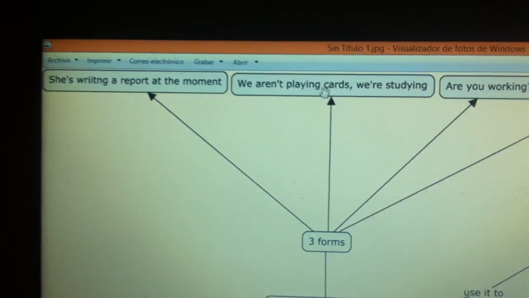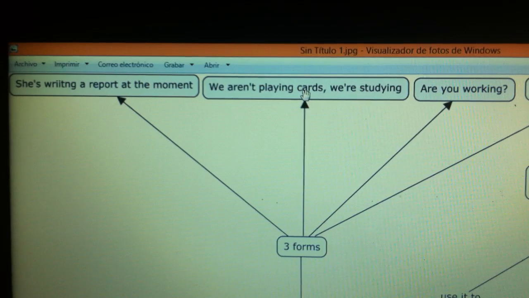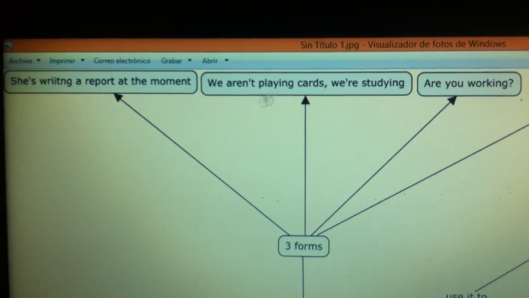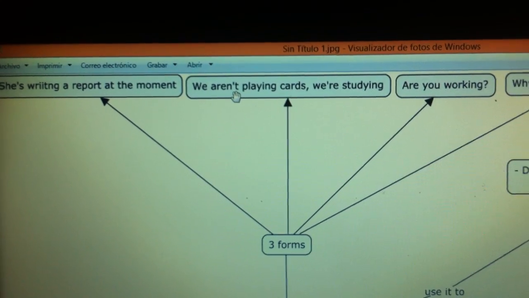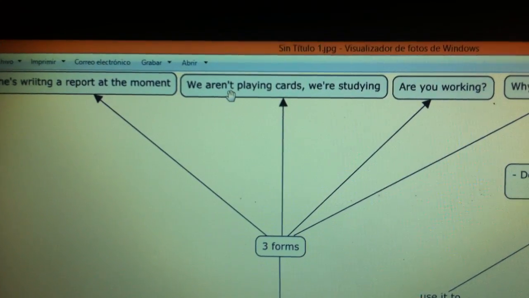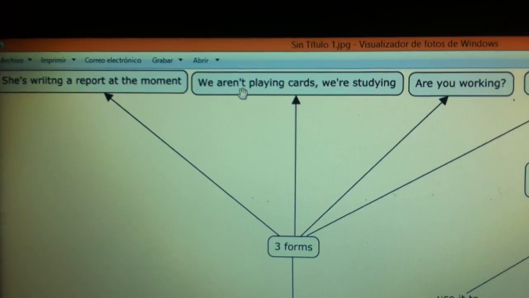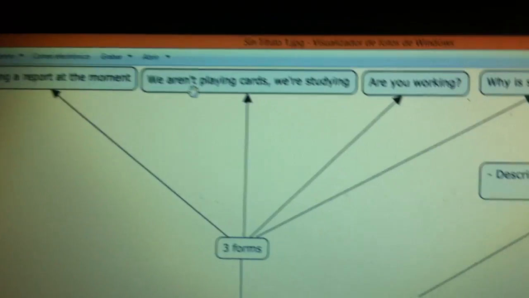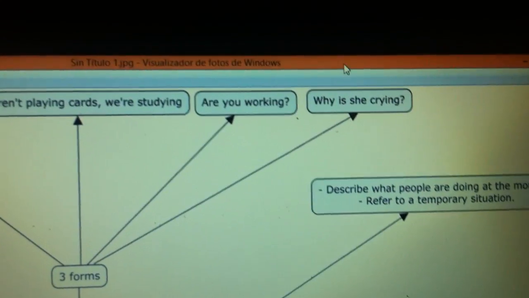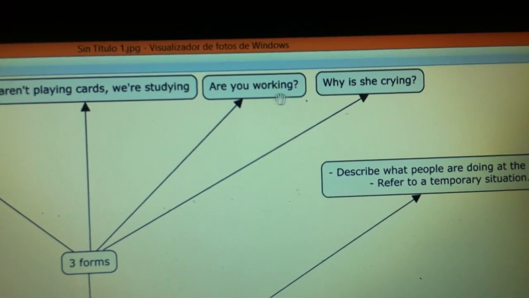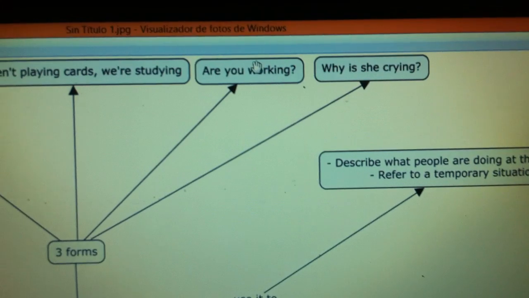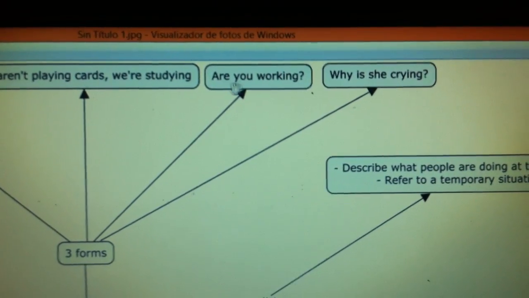And then we have the negative form. We aren't playing cards, we are studying. The negative form in this case is aren't. But remember that the other two that we use are am not and isn't. And finally, we have two questions. I have two examples of questions because they are different. If you look at the first one, it says, are you working?